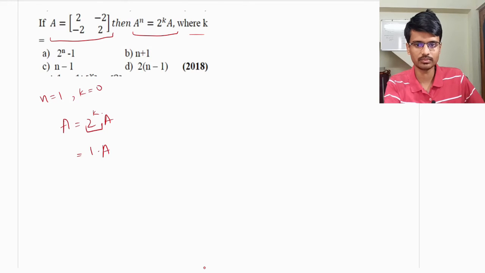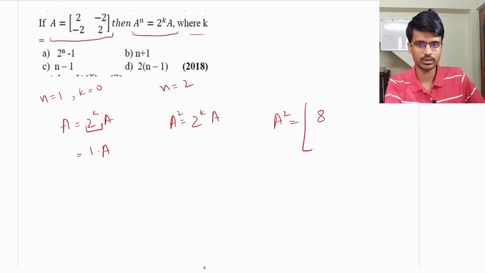This is one condition. Similarly, if I keep n equal to 2, what do I get? A square equal to 2 power k into A, right? So what is A square? I need to know. Evaluating, 2 times 2 is 4, plus 4 is 8, and minus 8 is minus 8. I have done it directly. So as you can see, A square is equal to 8 times A.